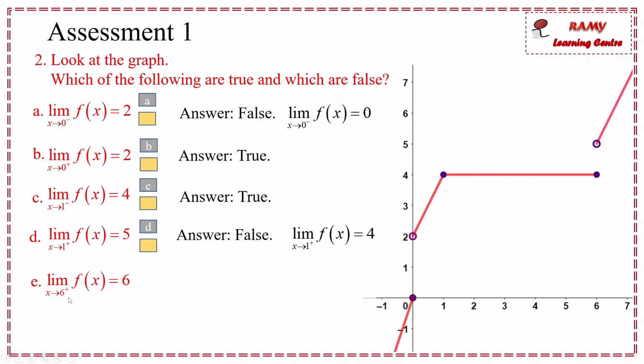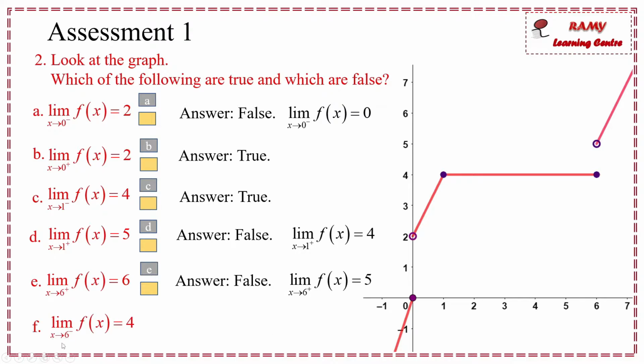Limit x tending to 6 plus of f of x is equal to 6. Limit x tending to 6 plus means x tends to 6 from the right. And as x tends to 6 from the right, f of x approaches the value 5. Therefore, it is false. The reason is limit x tending to 6 plus of f of x is equal to 5. Limit x tending to 6 minus of f of x is equal to 4. Let's see if it's true or false. As x tends to 6 from the left, f of x tends to 4. Therefore, the answer is true.